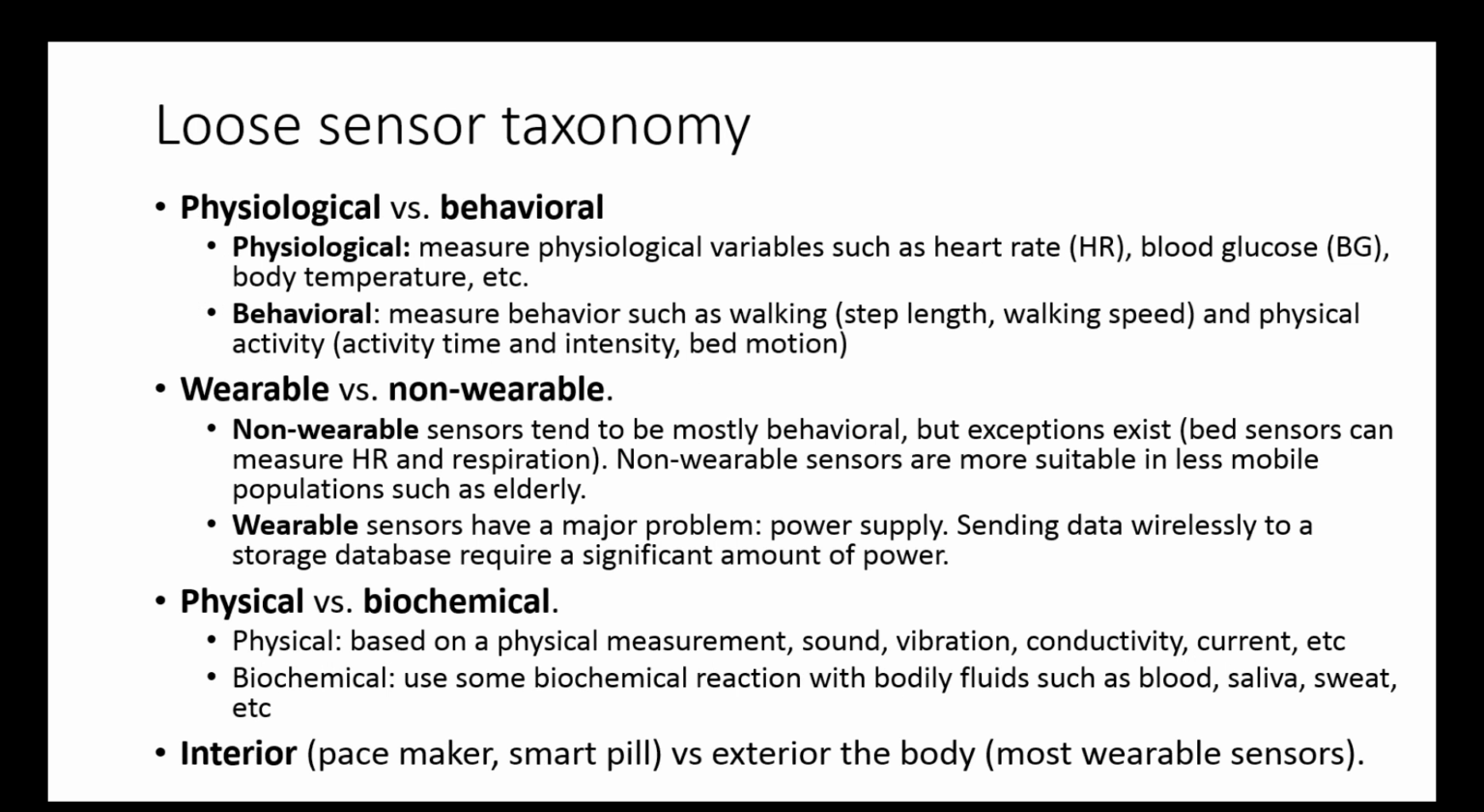I have a loose sensor taxonomy, and again, I'm not going into great detail. Basically, it's physiological versus behavioral sensors. A physiological sensor measures some physiological variable: heart rate, blood glucose, body temperature. Behavioral, on the other side, measures some behavior like walking, step length, walking speed, physical activity time and intensity, bed motion, sleep.